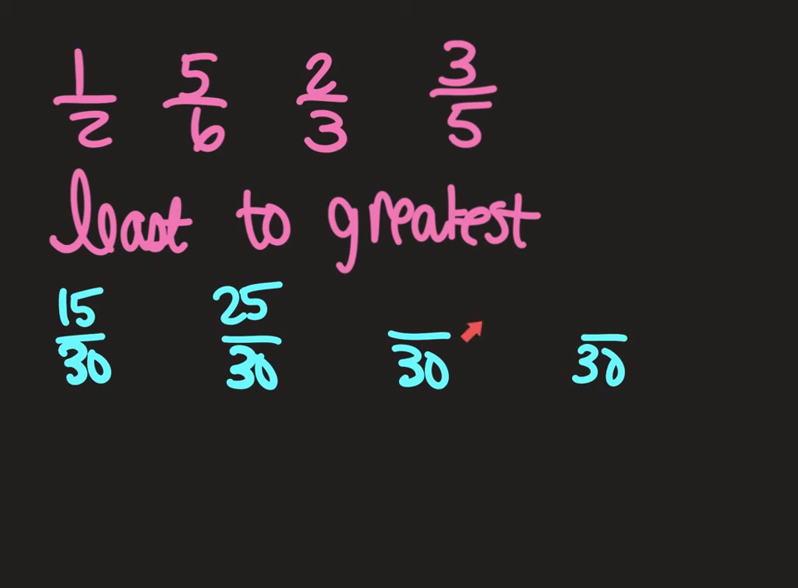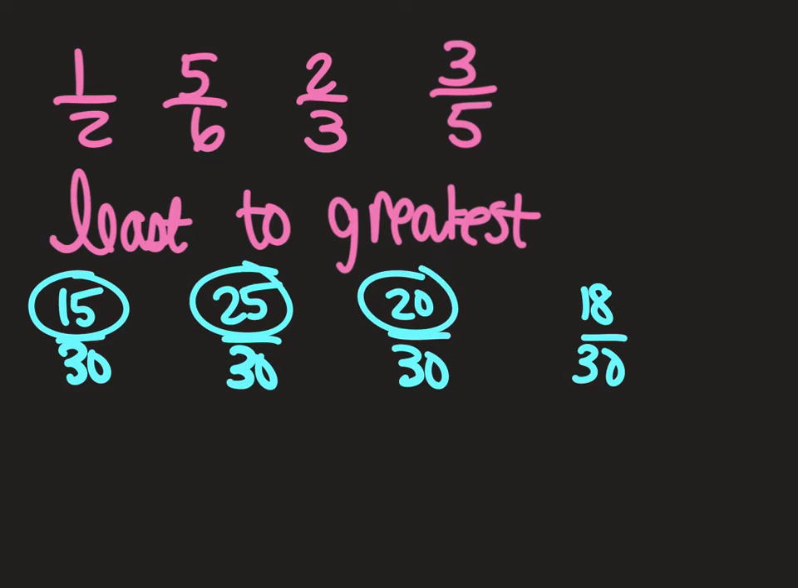What's my pattern from 3 to 30? Times by 10. So that would be a 20 on top. 2 times 10 is 20. And how do I go from 5 to 30? Times by 6. So 3 times 6 is 18. Now I can say 15, 25, 20, and 18. That's pretty easy to put in order. 15 is the smallest, and then 18, and then 20 and 25.